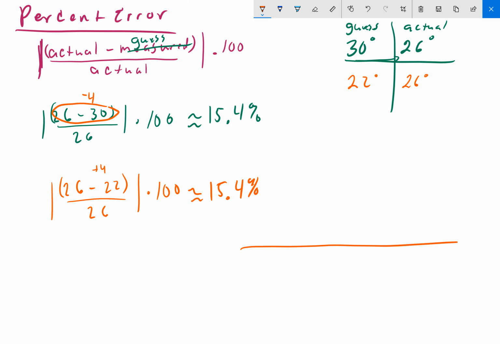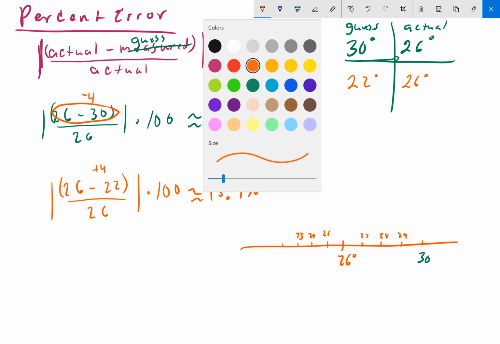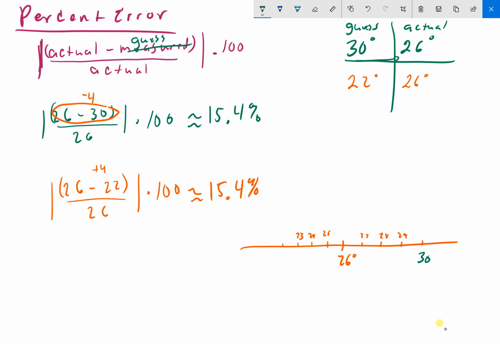Now here's the deal. Here's my number line. The actual temperature was 26 degrees. Here's 27, 28, 29, and 30, which was my guess. Going backwards, I had 25, 24, 23, and then here was my guess again, 22 degrees.